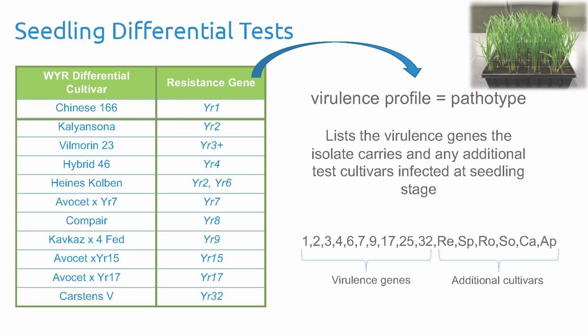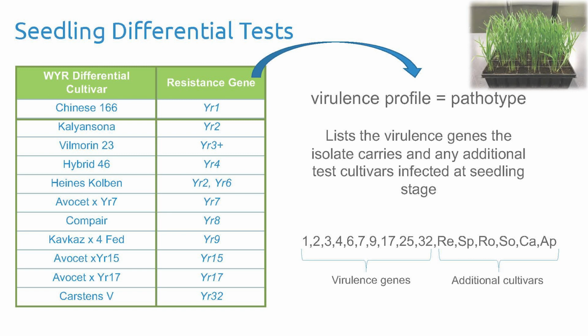So the seedling differential tests are carried out in these modules that are shown in the top right-hand side of the slide. Each module has a different wheat accession, which we know has a certain resistance gene. So an example is in the table here. These are the different accessions, and these are the corresponding resistance genes that they carry.